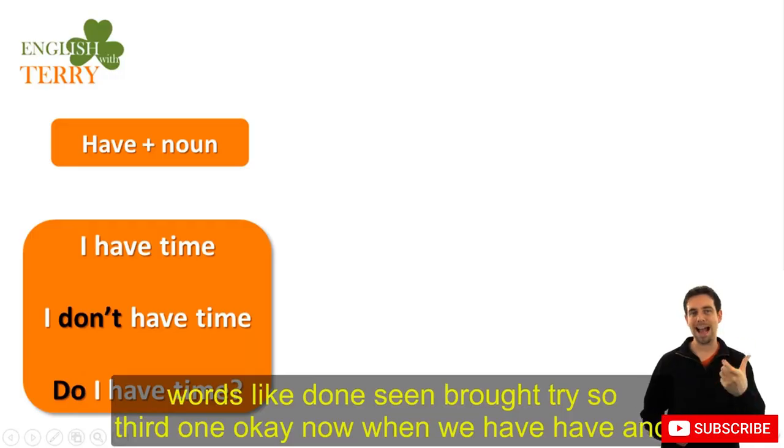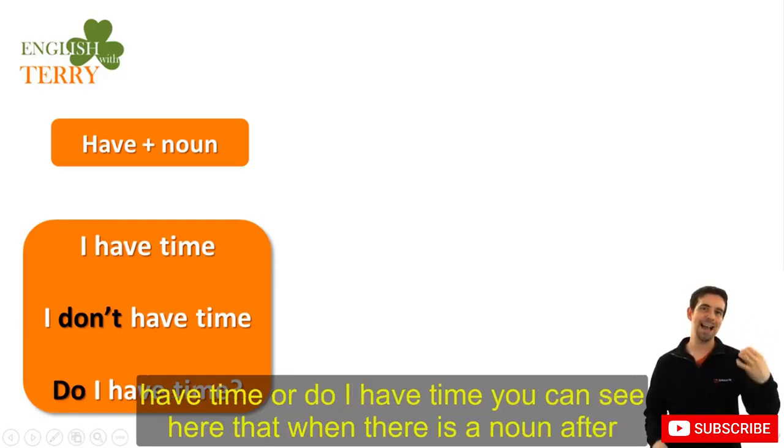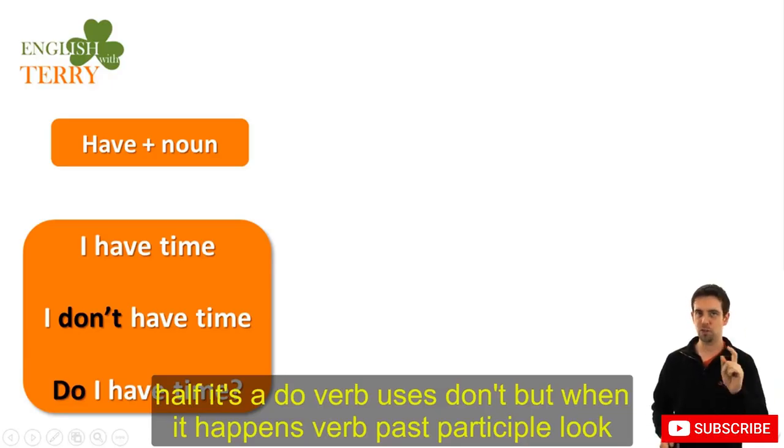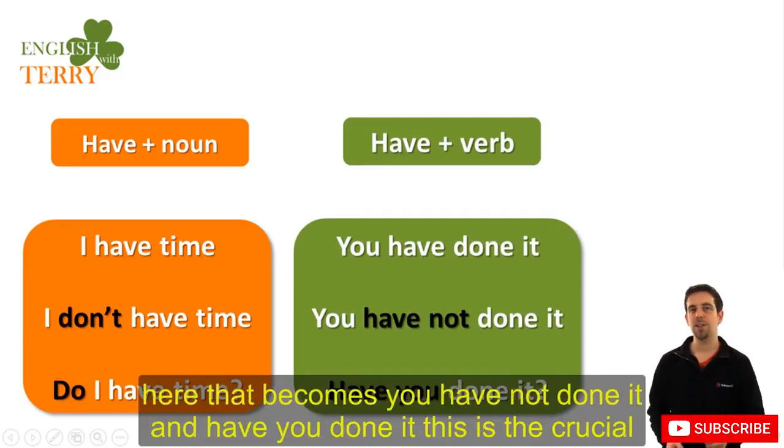Now, when we have a noun after have, like time, you can see here that it's I have time and I don't have time. Or do I have time? You can see here that when there is a noun after have, it's a do verb. It uses don't. But when it's have plus a verb, the past participle, look here that it becomes you have not done it. And have you done it?